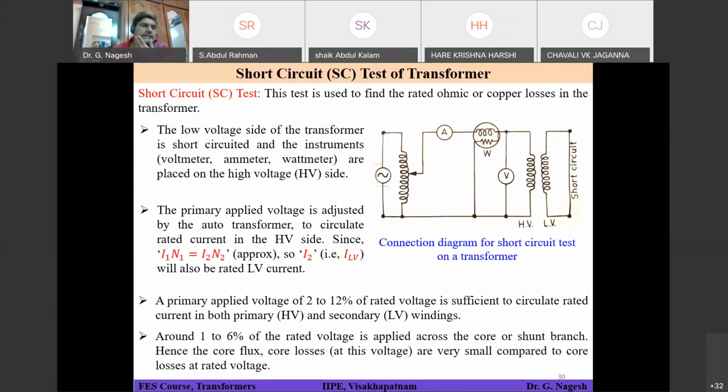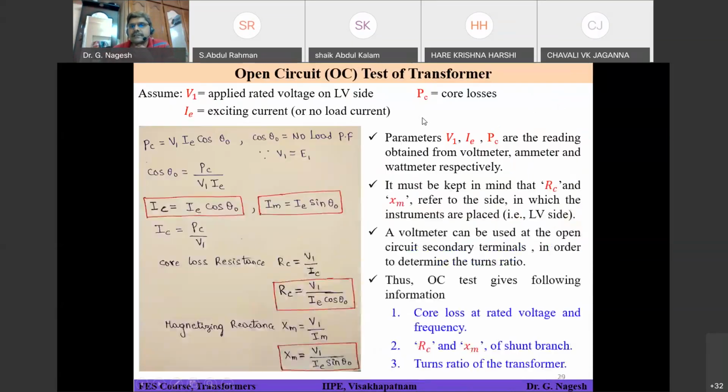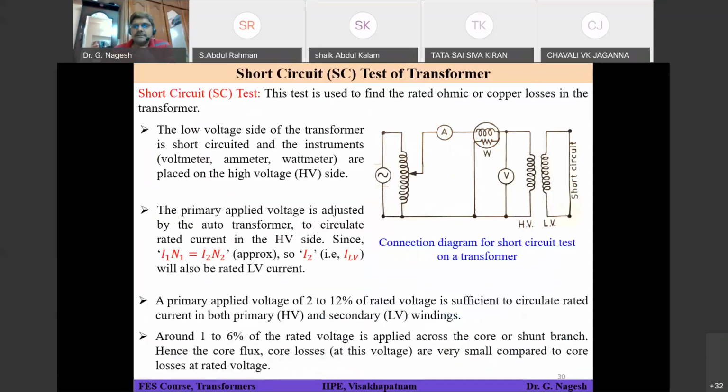Can you say whether I should apply rated voltage or rated current when you are performing this test? Can anyone say? Rated current, sir. Okay, so in the open circuit test, we have seen the core losses depend upon rated voltage, so you have to apply rated voltage when you are performing the open circuit test.